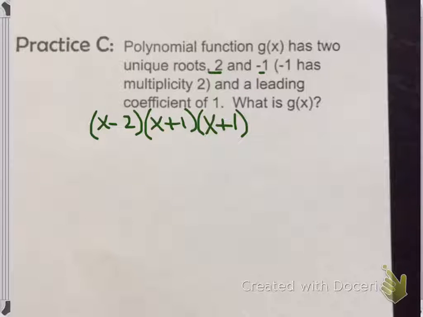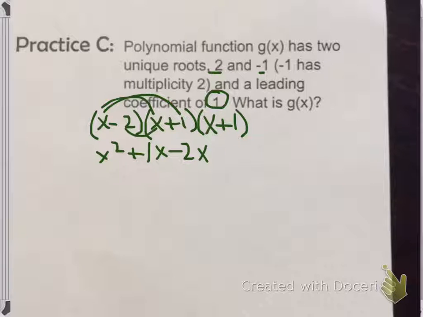Okay. This time my leading coefficient is 1. So as long as when I'm done multiplying this, the leading coefficient is 1, I get to be done. I pick 2 of them and I multiply them together. So x times x is x squared. x times 1 is 1x. And then a minus 2x. And a minus 2. Combine those like terms together in the middle and get a negative x minus 2 right there.